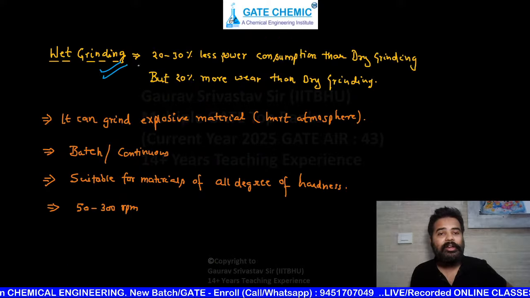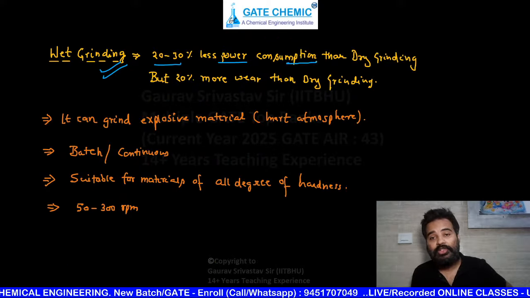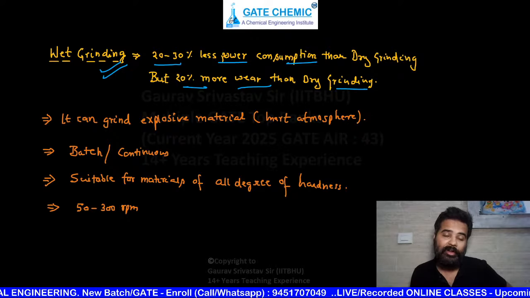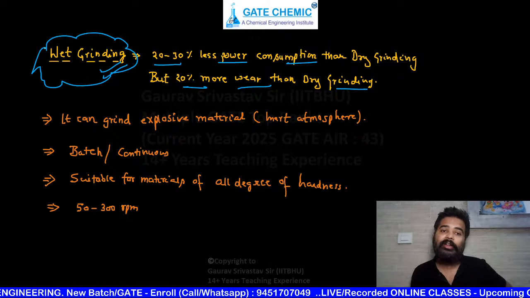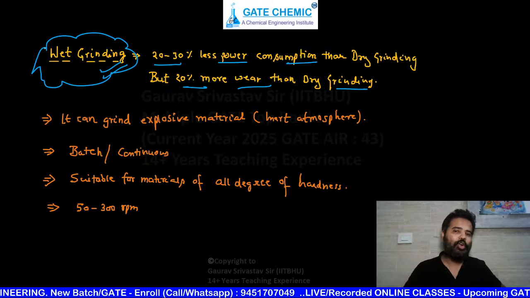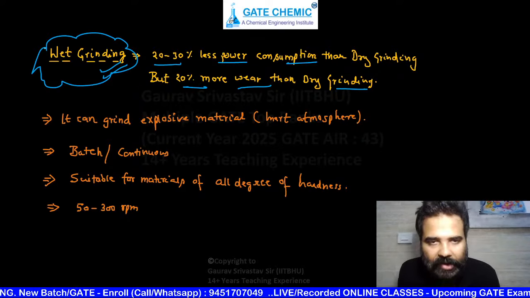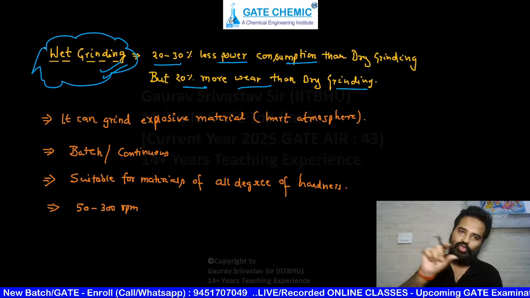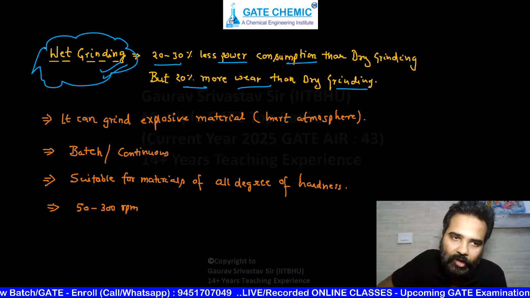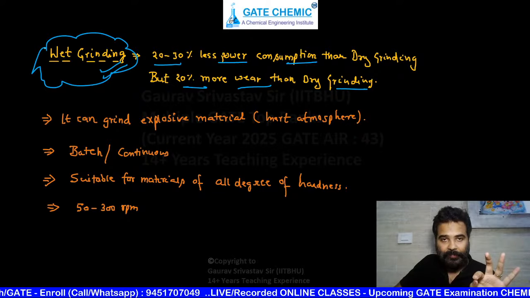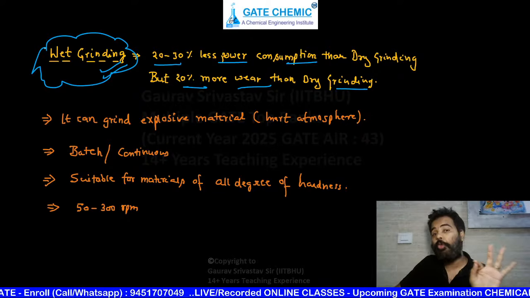If you are using wet grinding, then there is 20 to 30% less power consumption, but wear is more in wet grinding. So if you do wet grinding, power consumption is less. How much percent is less? It is not important. In MCQs, they can ask you this statement at most. So you have to write: in wet grinding, power consumption is less. In wet grinding, wear is more.